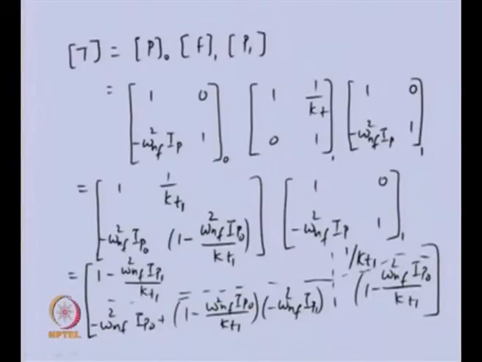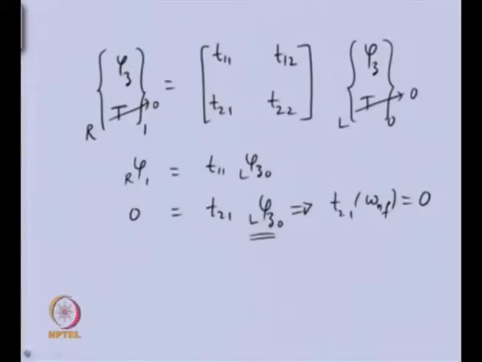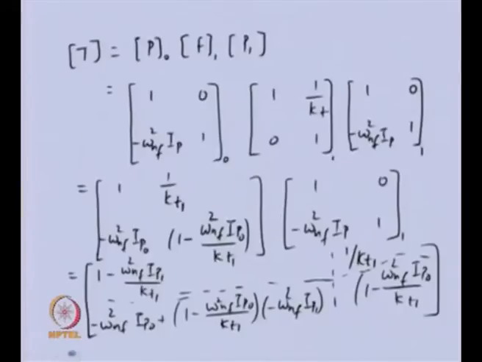Now you can see that, if we go back, T21 is the frequency equation that needs to be equated to 0. So this particular equation is the frequency equation. We need to equate this equal to 0. If we equate this equal to 0, we will get two roots. One will be 0 and another will be exactly the same as what we obtained earlier.